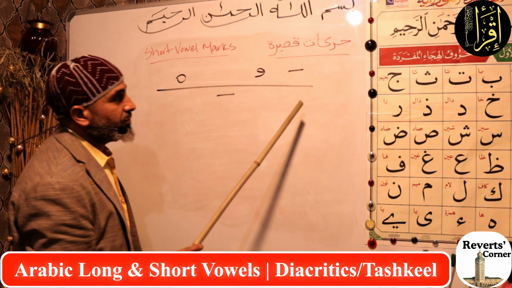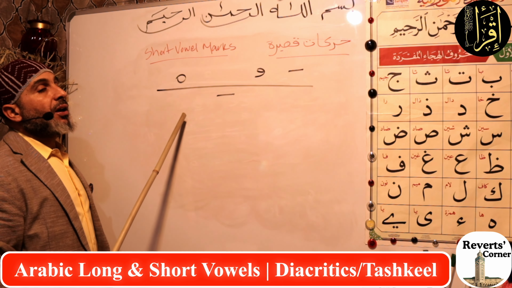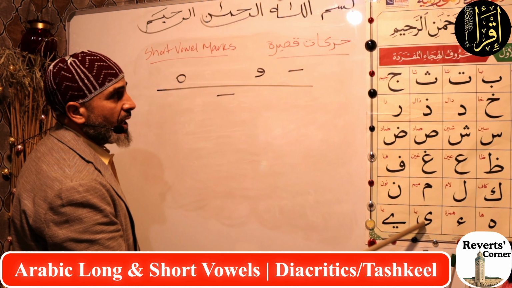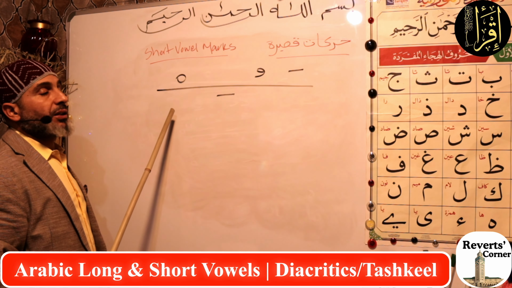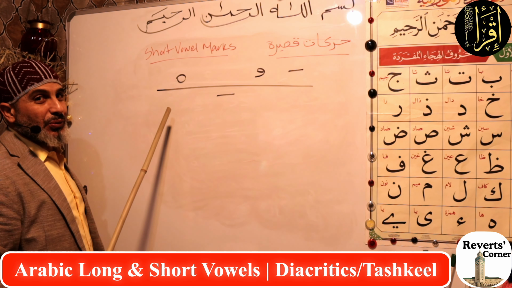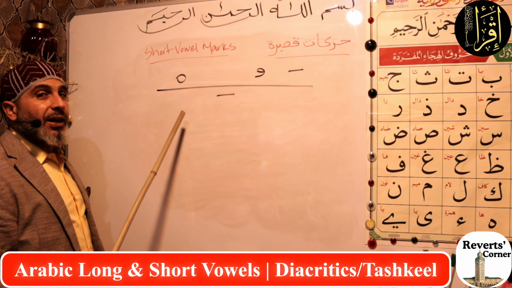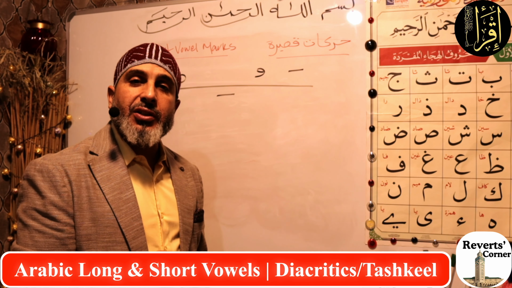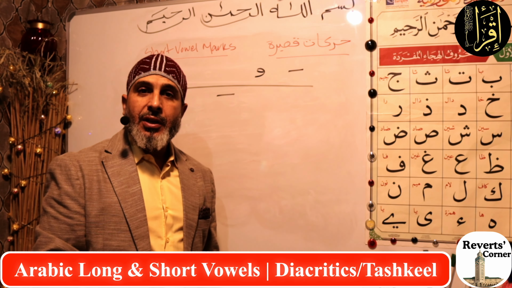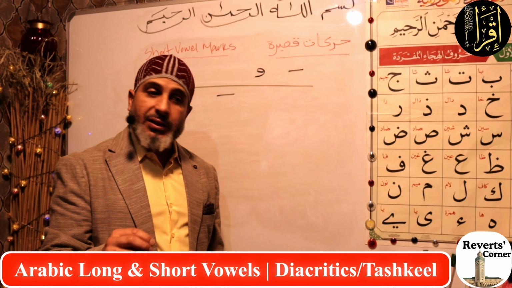And ha, hu, hi, and ya, ya, yu, yi. Remember the one that we tried with the fatha before the ya? I. All right. And now this is how you practice with the Arabic alphabet. Next, we'll do the long vowels or the حركات طويلة.